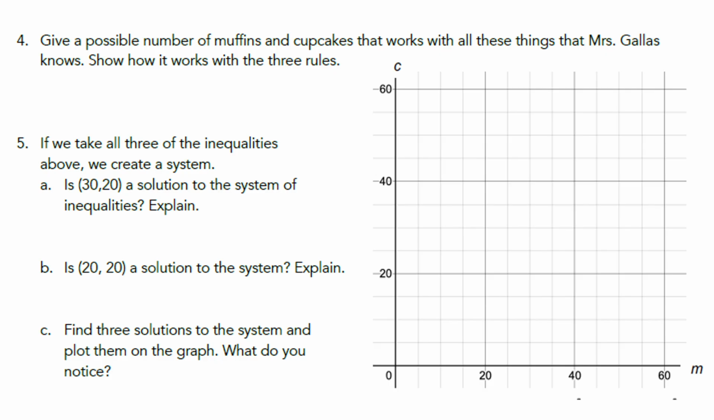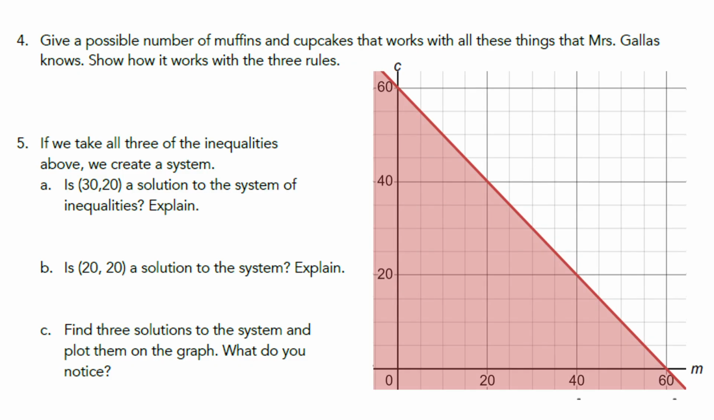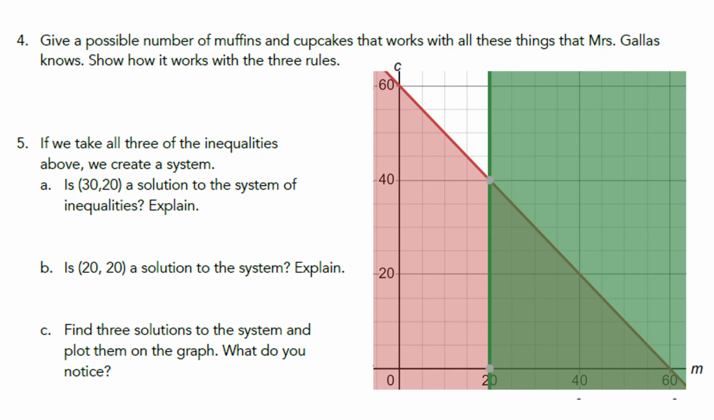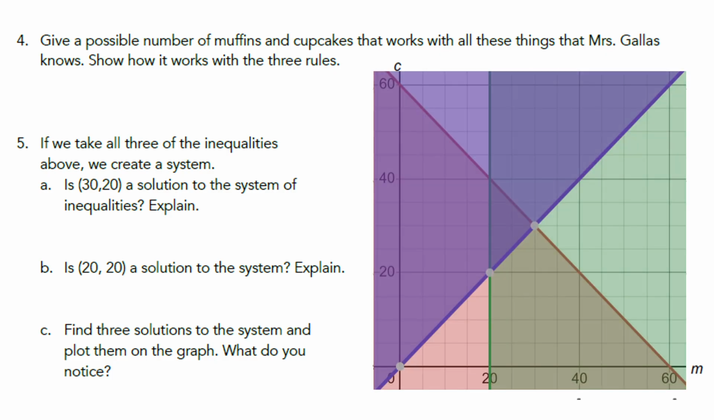Give a possible number of muffins and cupcakes that works with all these things Mrs. Gallus knows. Show how it works with the 3 rules. So here's the first graph, from 60 down to 60. Then we go to 20 and greater, and then C has to be greater than or equal to M. Now remember, we'd have dotted lines if they didn't have equal to. They all have equal to. So I picked 25 muffins and 30 cupcakes. That satisfies all 3, because 25 plus 30 is less than or equal to 60, 25 is greater than 20, and 30 is greater than 25. So that satisfies all the stuff we need.